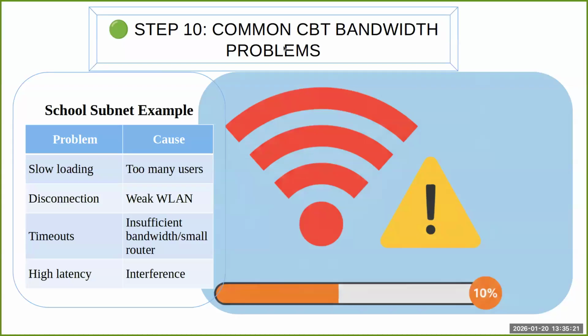Common CBT bandwidth issues. Problems and causes. Slow loading: too many users. Disconnection: weak LAN. Timeout: insufficient bandwidth, that is for small routers. High latency: when there is interference. Now, what do we mean by high latency? The page will just be turning.